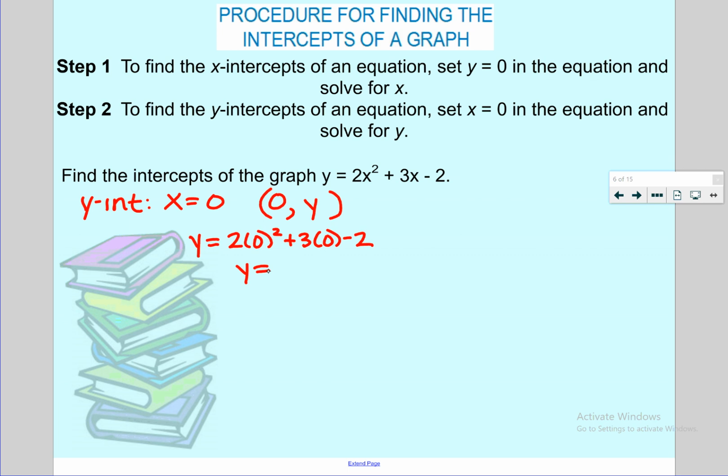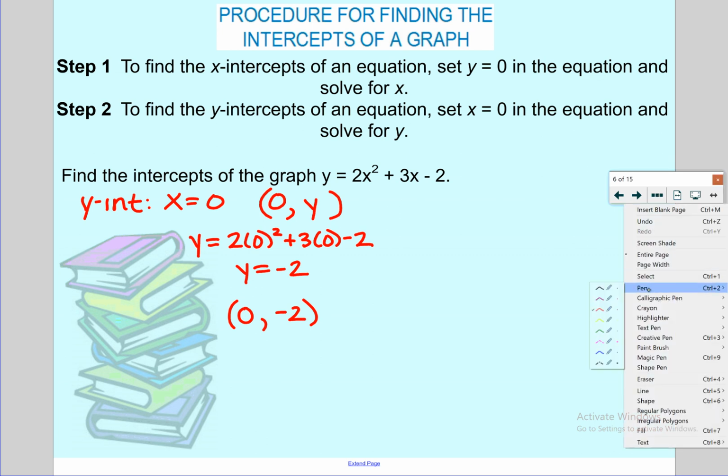Y equals -2. So sometimes when you solve for a y-intercept, y equals -2 is sufficient. Be careful in MyMathLab. They might also ask for the coordinate, so you would fill in that whole point. (0, -2) is the point on the graph that is crossing the y-axis.